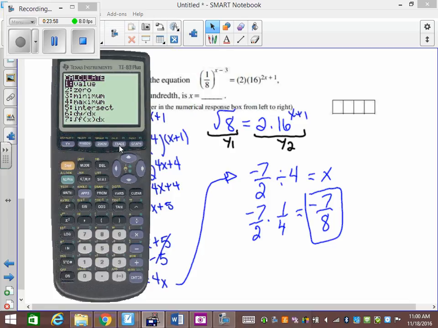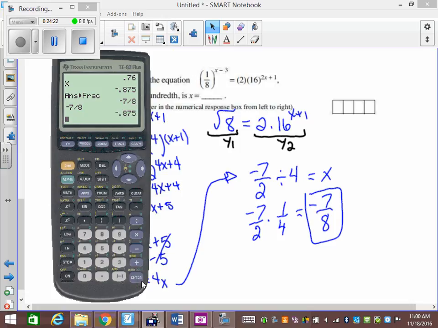Second, trace, 5, enter, enter, enter. So that's my answer, right? If I go out of my screen and I go X, enter, I can go math. It's the same. Or I can go negative 7 divided by 8. My answer, and it's the same, right? So you can do that always.